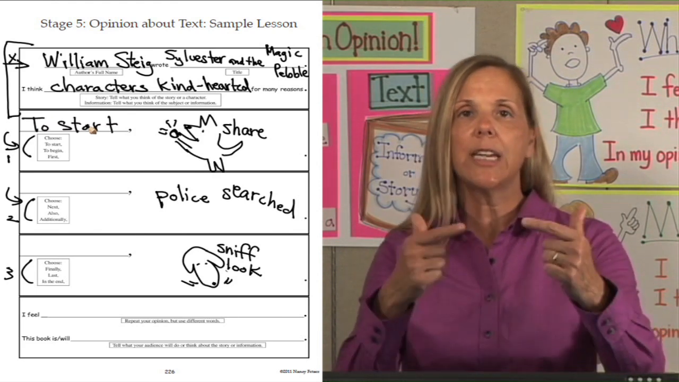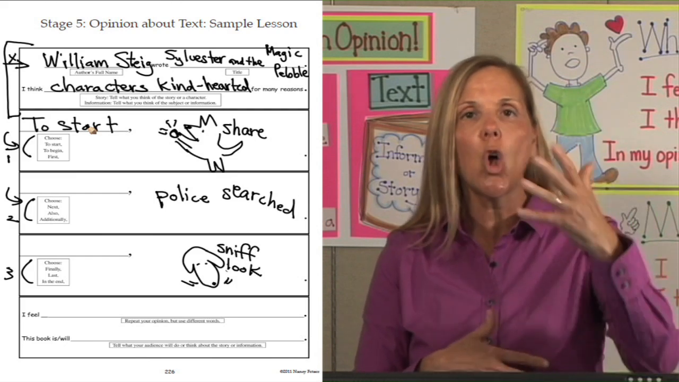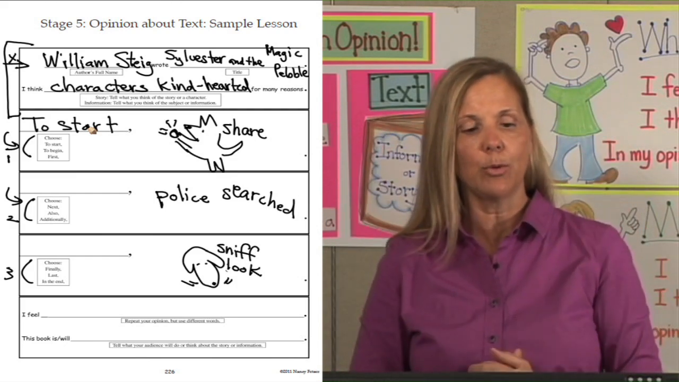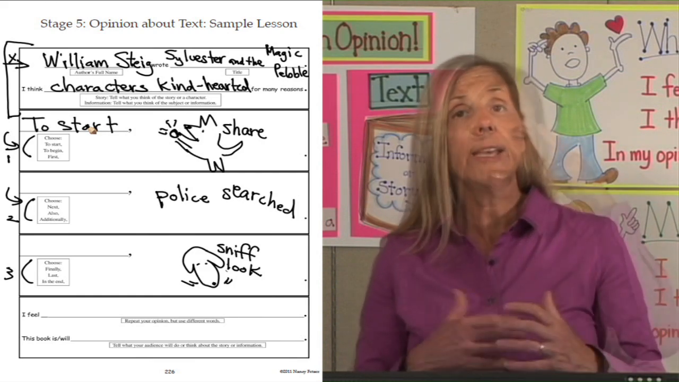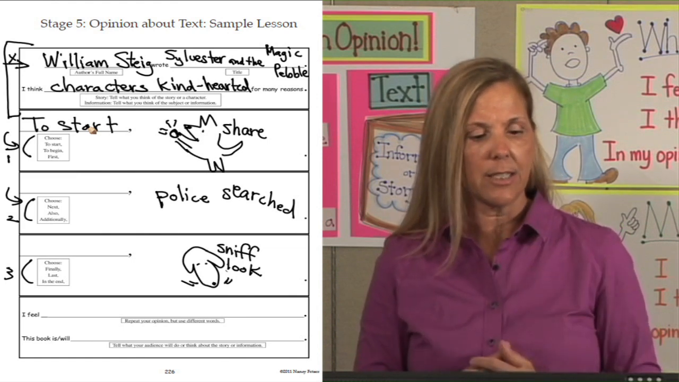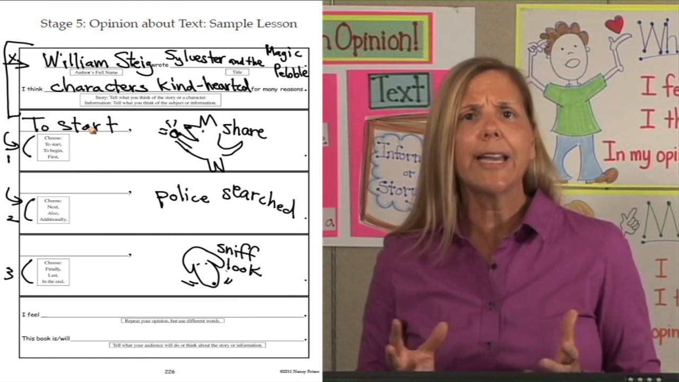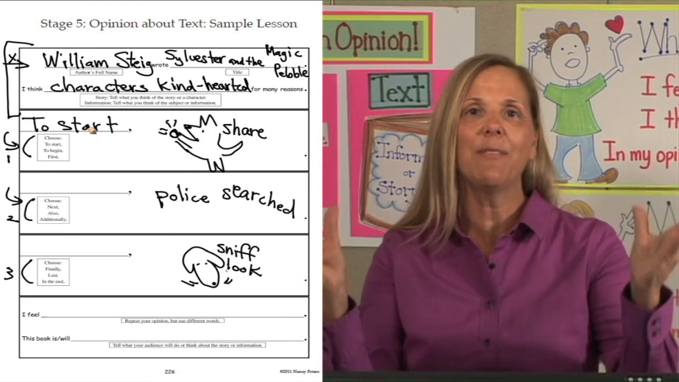William Steig, notice I keep going back and repeating because that's what good writers do. Good writers always reread so everything flows. William Steig wrote Sylvester and the Magic Pebble. I think the characters in this story are kind-hearted for many reasons. To start, Sylvester finds a magic pebble and wants to share it with his friends and family.